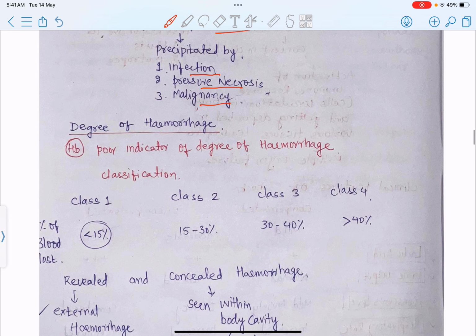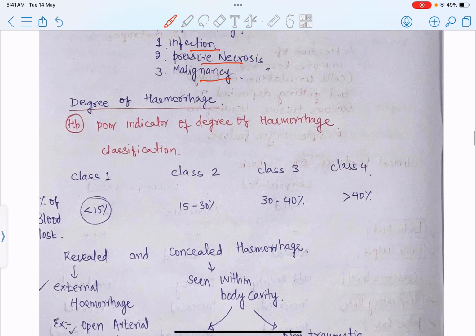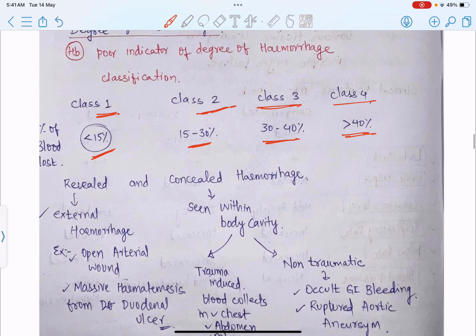Now, coming to the degree of hemorrhages. Based on the amount of blood loss, the hemorrhage is classified into 4 classes. Class 1, less than 15% of blood loss. Class 2 is between 15 to 30% of blood loss. Class 3 is between 30 to 40%, and class 4 is greater than 40%.